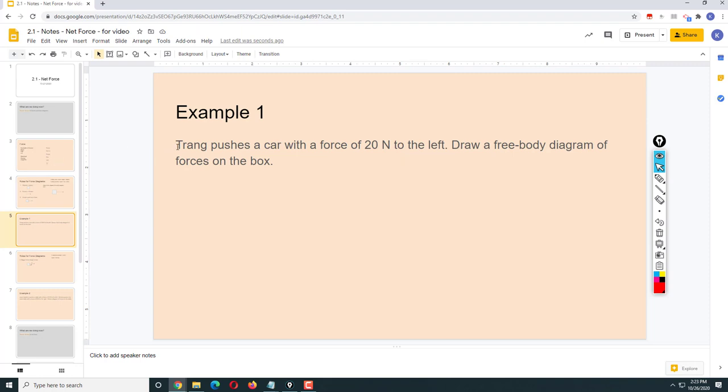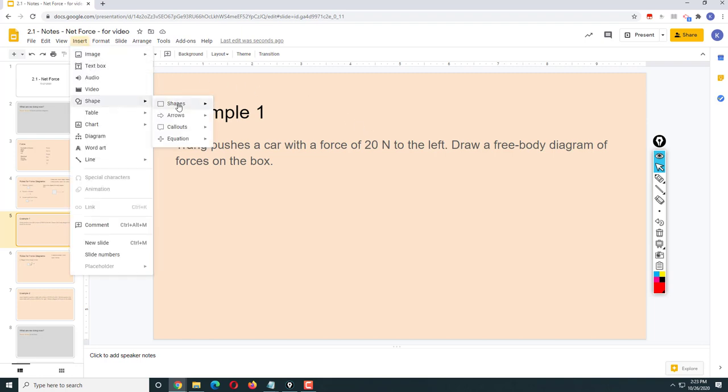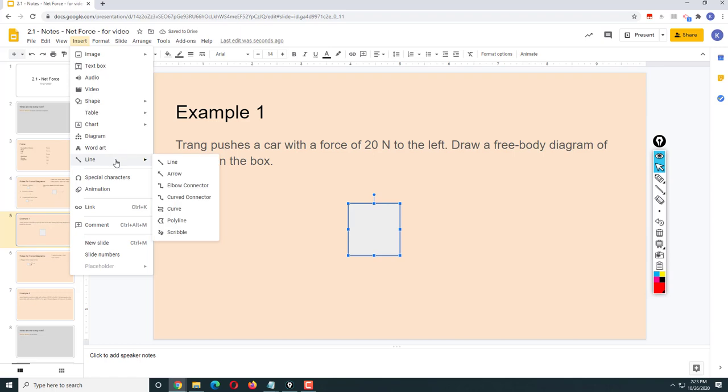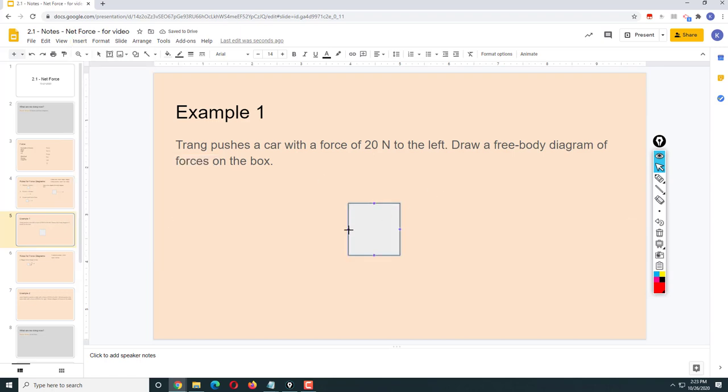Example 1. Trang pushes a car with a force of 20 newtons to the left. Draw a free body diagram of forces on the box. So I make a box. This is my car. 20 newtons to the left. So I need an arrow going this way. 20 newtons.